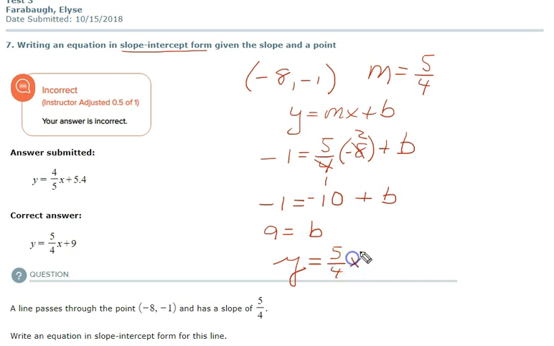5/4 x. Some of you have forgotten to put that x there, plus 9. And that's what the correct answer is. So this person, I'm not sure where they got their b value here, but this is the answer. Now I did give them half credit because they had the proper slope.